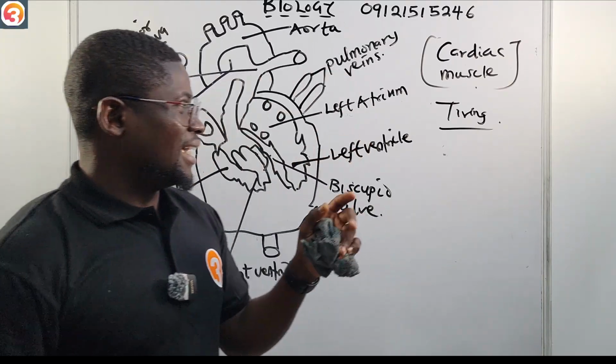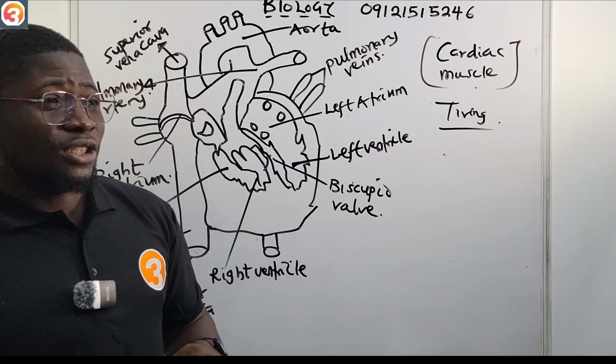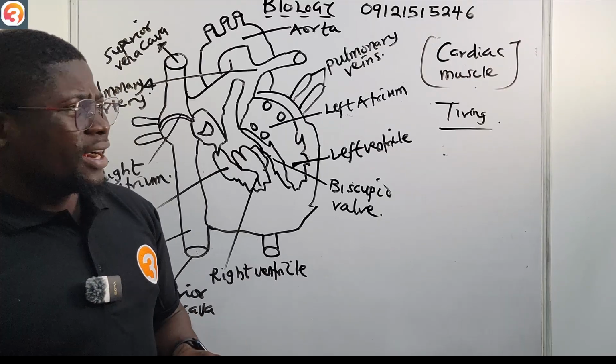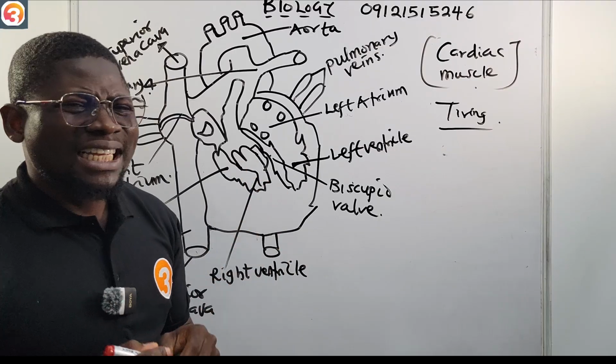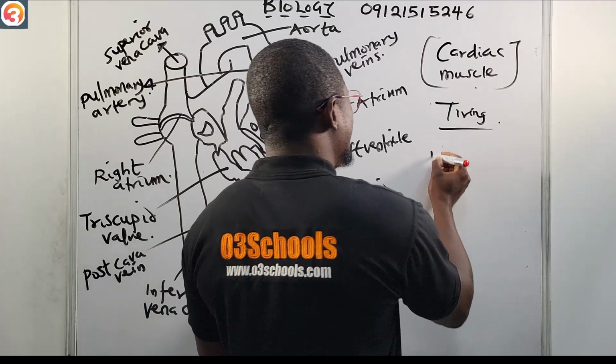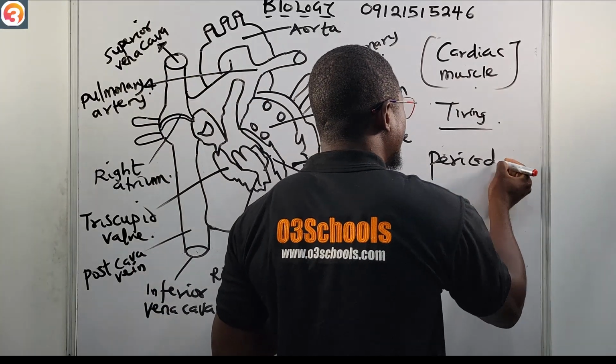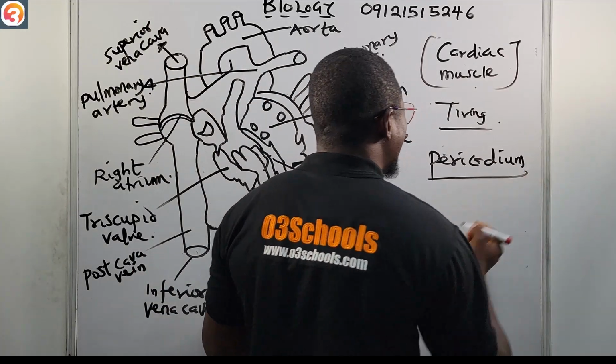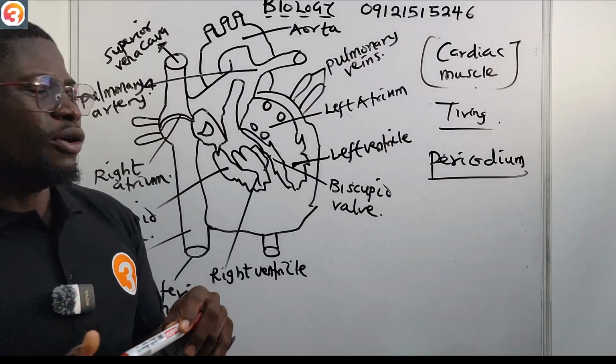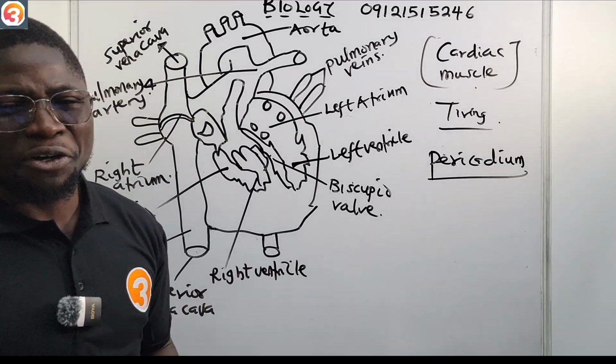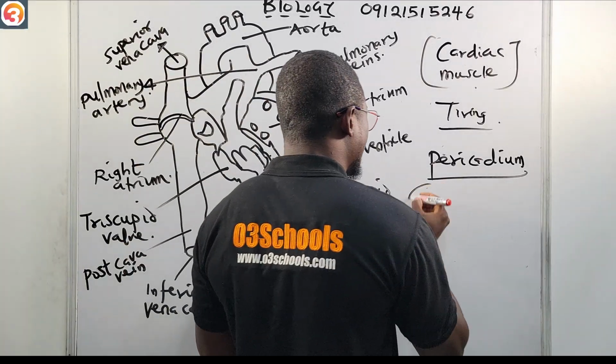So that is about the cardiac muscle. Also, the heart is protected by the pericardium. Take note of this. The heart is protected by the what? By the pericardium. This pericardium is a fluid-filled sac.